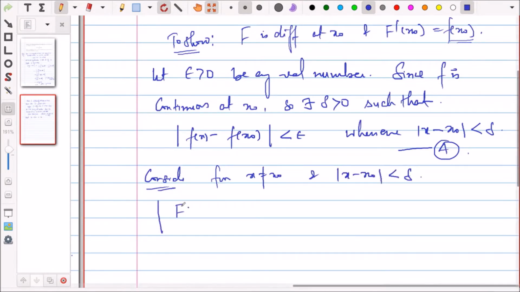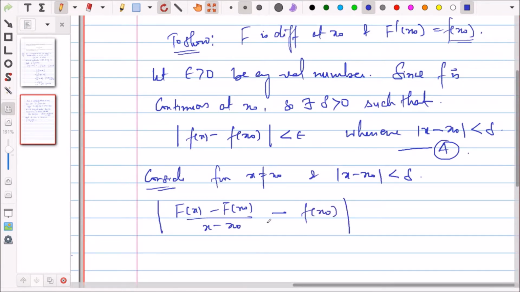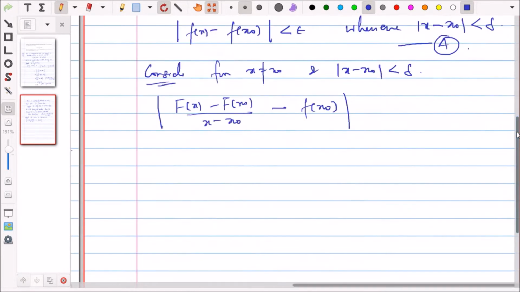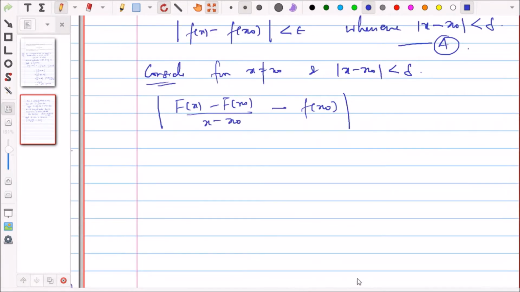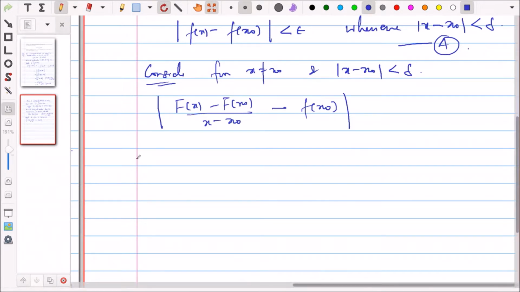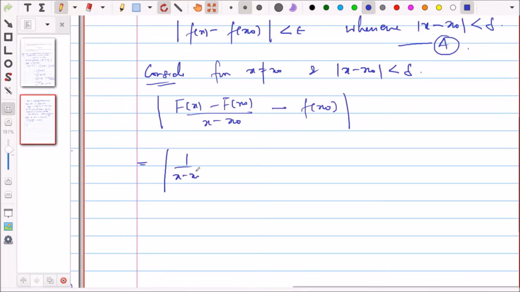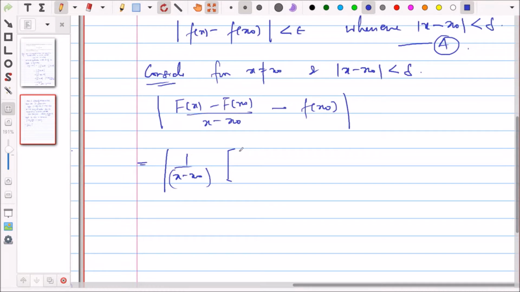So वे हमें ये इसका लिमिट शो करना था, तो इसलिए इससे ही स्टार्ट करेंगे. We will try to show that this is less than epsilon. This is less than epsilon. हमें वो शो करना है, right? So what we can write, this can be written as 1 by (x minus x naught) times, ठीक है, f(x) minus f(x naught).